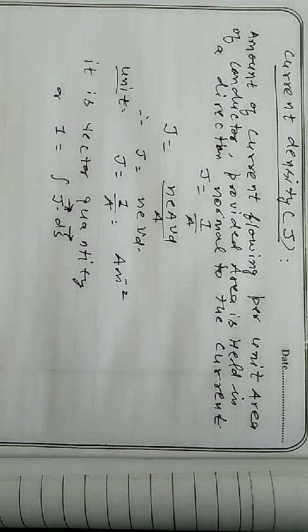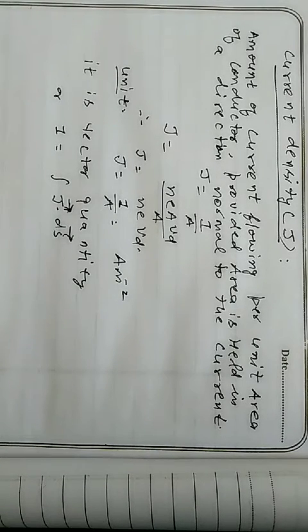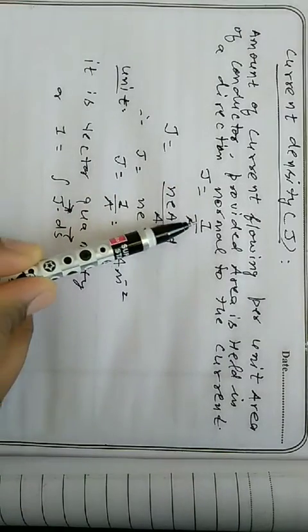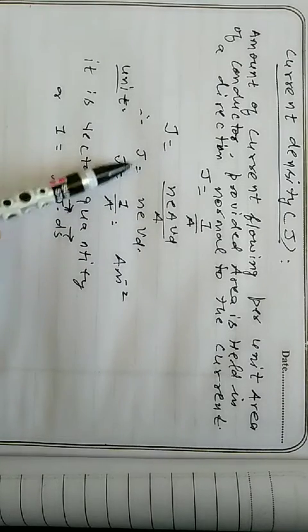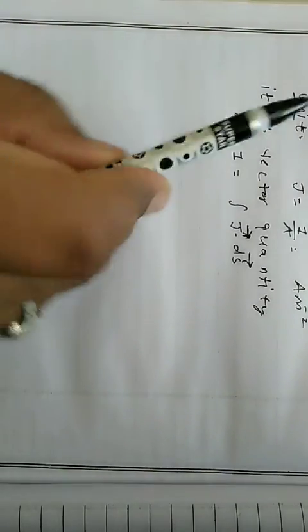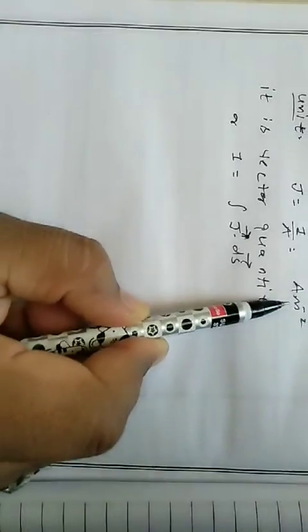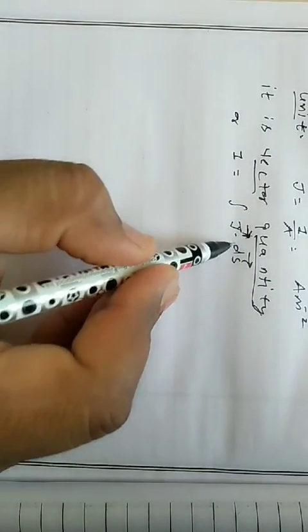Next topic is current density J. It is the amount of current flowing per unit area of a conductor, provided the area is held in a direction normal to the current. Therefore, we can say J is I upon A. According to the relation I is equal to n e A into vd, A cancels. So J is equal to n e into vd. Now, the unit of current density J is current upon area. Current is in ampere, area is in meter square. It is a vector quantity. For a small area, we can write I is equal to the integration of J vector dot dS vector.